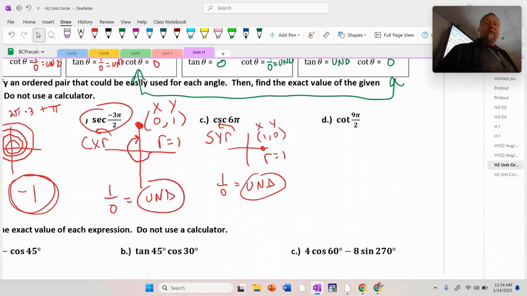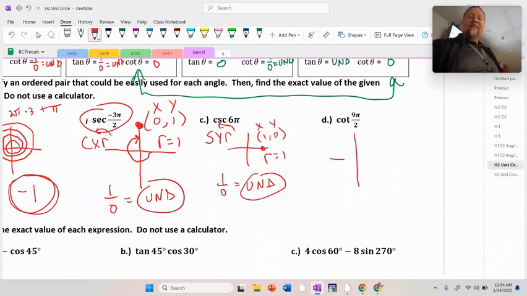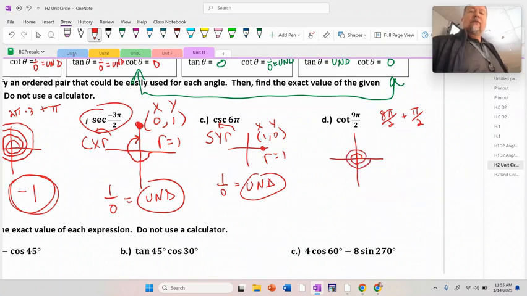Where's 9 pi over 2 land? Up, down, right, or left? Let's see if you can get it in 3, 2, 1, go. First of all, an odd number over 2 is definitely up or down, right? What's 8 pi over 2, everyone? 4 pi, right? So isn't that pi over 2 left over? So 4 pi is 2 revolutions, and then a pi over 2 left over. Okay. So therefore it is 0, 1.